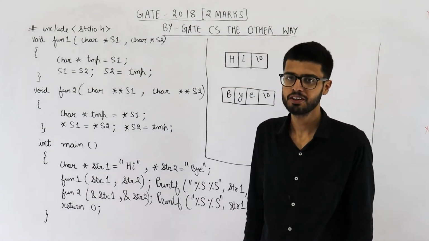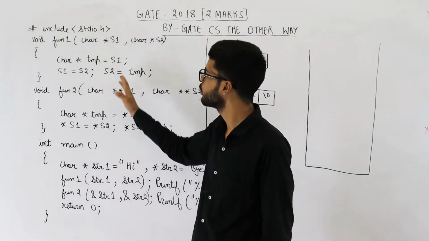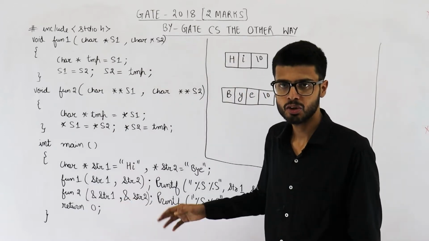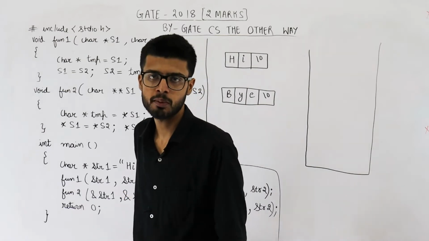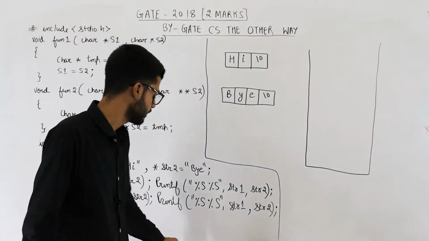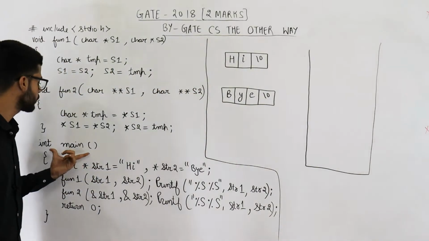This question is from the GATE 2018 exam. You need to find the output of this program. So let's start executing it. Now, the execution of a program always begins from the main function. That means this line will be executed.